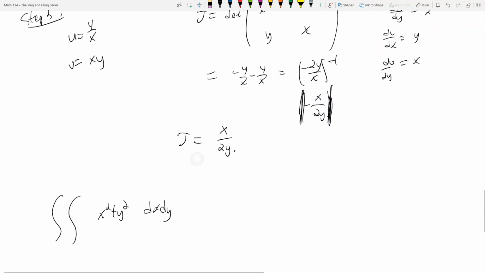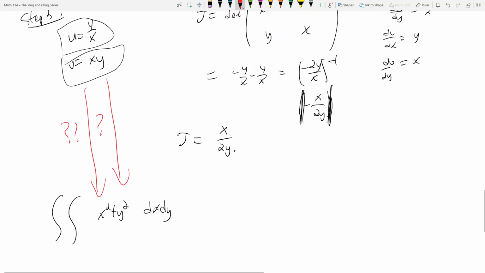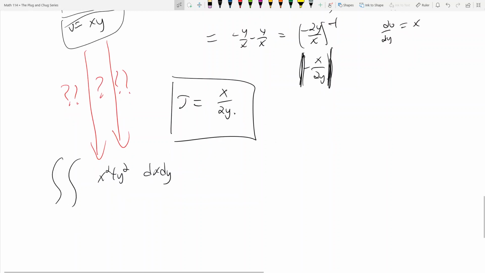So what is x and what is y? Because here u is equal to y over x and v is equal to xy. They aren't anywhere close to being x squared plus y squared. Where in the world does this link come from? This is where we have to play with the variables u and v to get an x squared plus y squared. So what do I mean by that? So this is the Jacobian. Now we got to solve this integral.